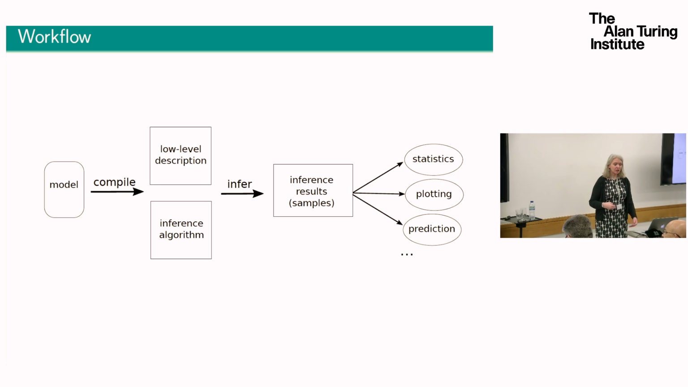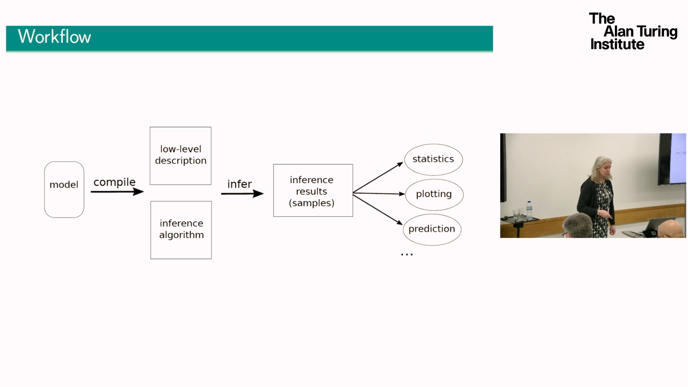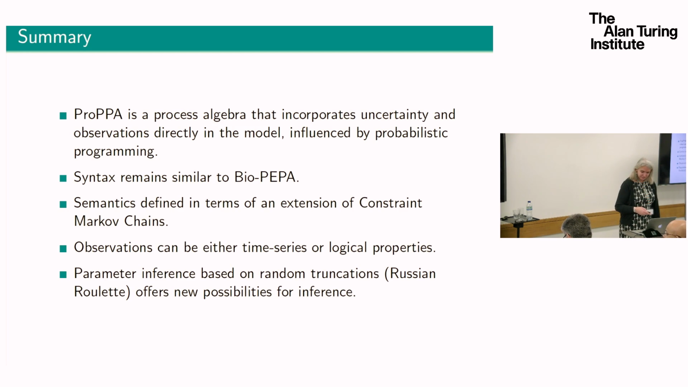Okay, so this is our workflow. We assume that we have some kind of model that we can compile into a low-level description, which for us is this probabilistic constraint Markov chain. And we have an inference algorithm and some data, from which we can then get inference results and carry out the normal things that you do when you're doing systems biology modeling.